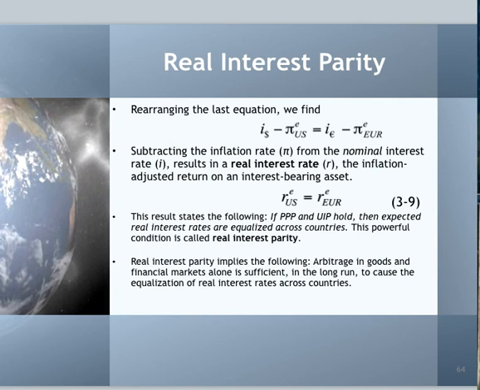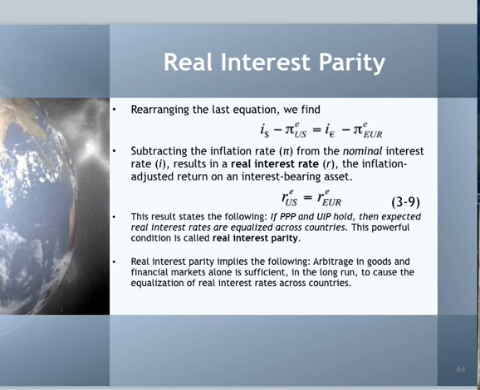So now what do we have? Well, we have that the real interest rate should be the same in both countries. This is an important result that follows from PPP and UIP, assuming, of course, they both hold: we expect that the real interest rates in both countries should equalize. We call this real interest rate parity, and we expect that real interest rates are equal across all nations.